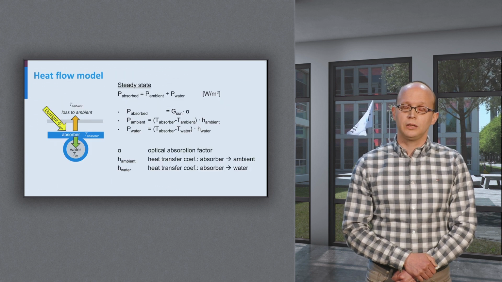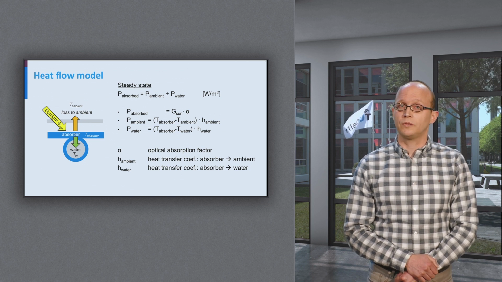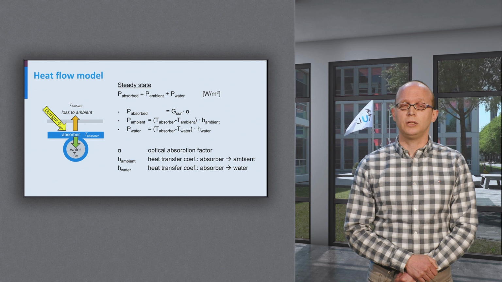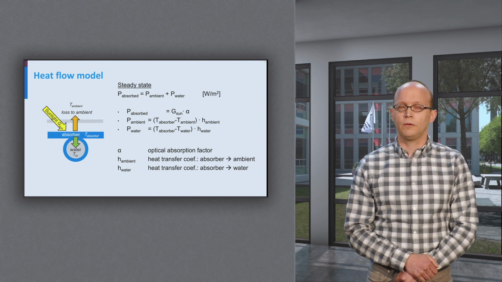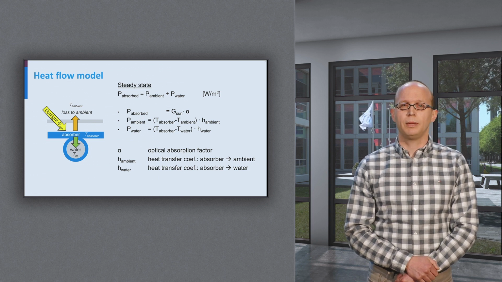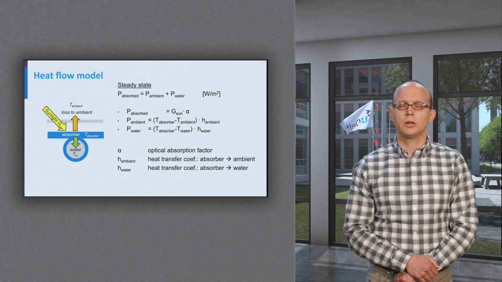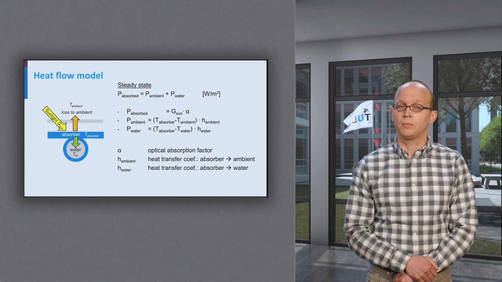We can understand that using a heat flow model. Note that this is a simplified model that ignores factors like wind speed and the angle of the incoming sunlight. We will analyze the heat flows per square meter of collector area. In steady state conditions, there is a balance between, on the one hand, the solar radiation absorbed by the absorber plate, and on the other hand, the heat lost to the ambient and given off to the water.